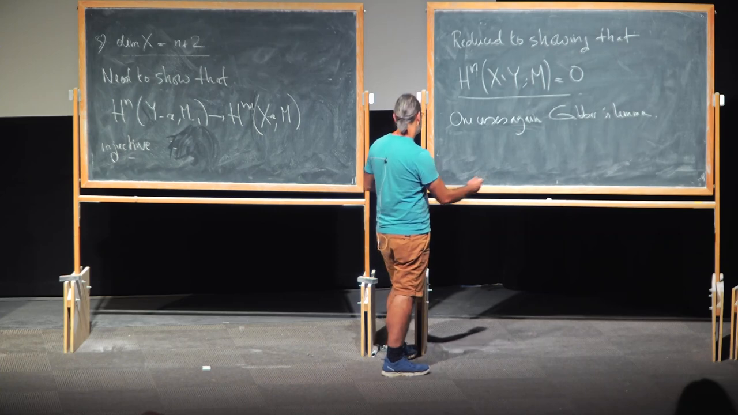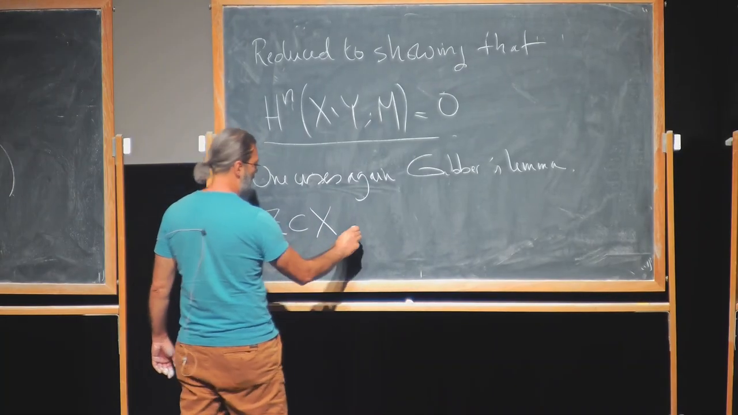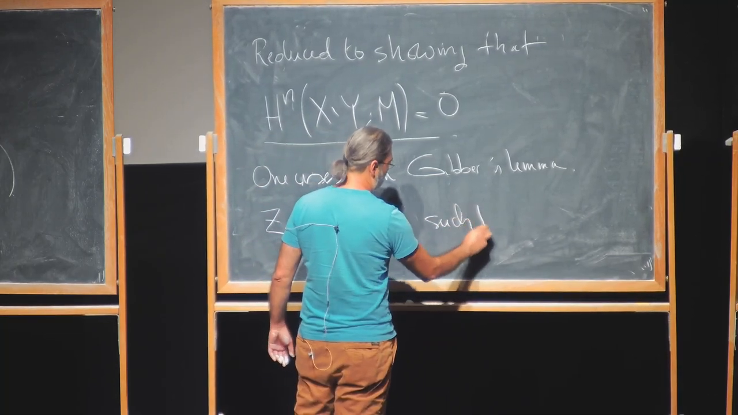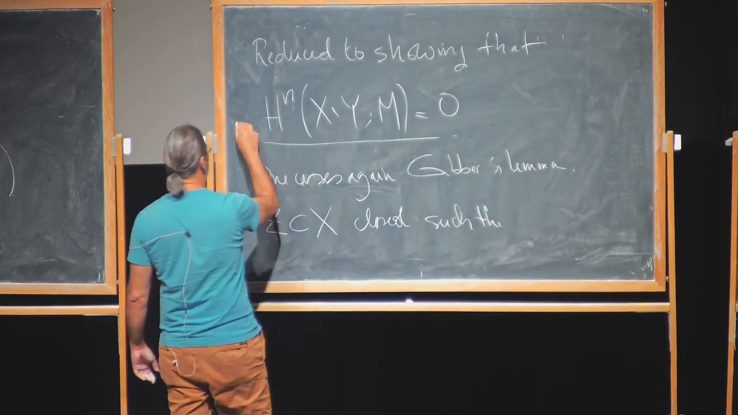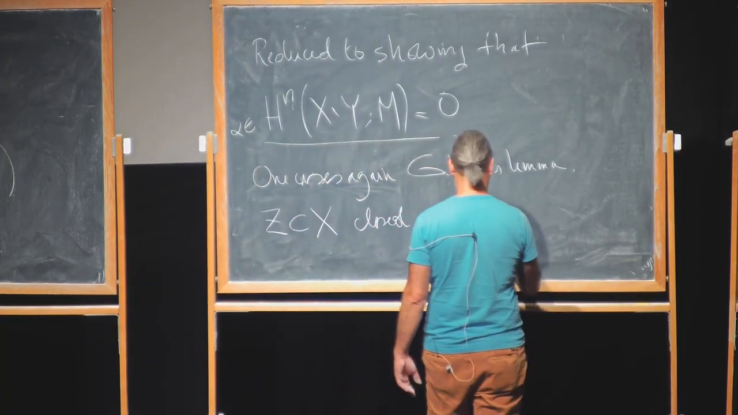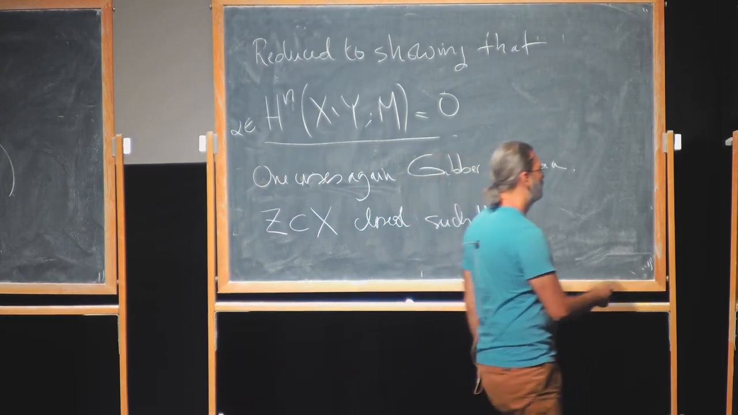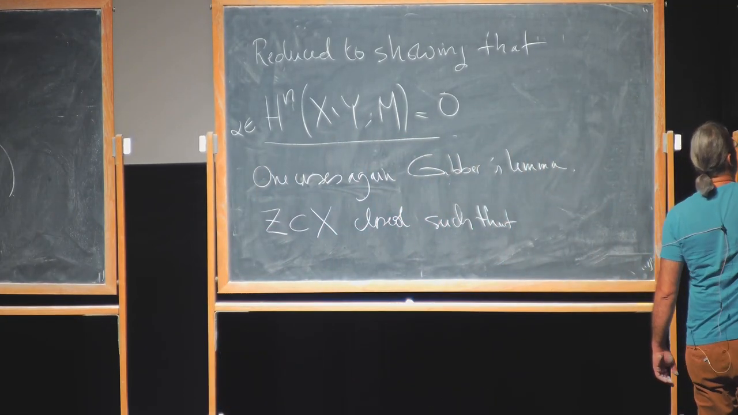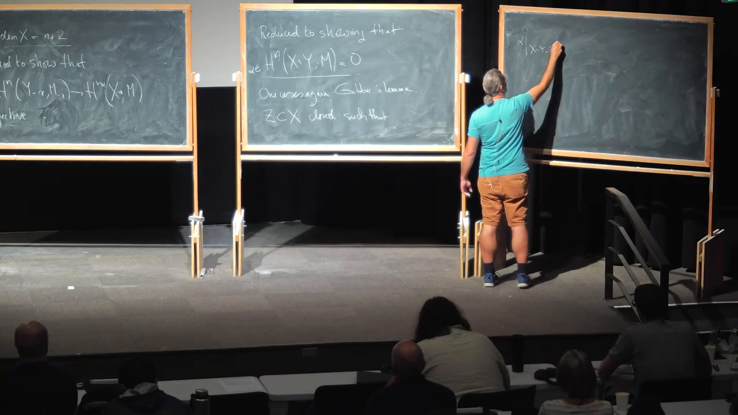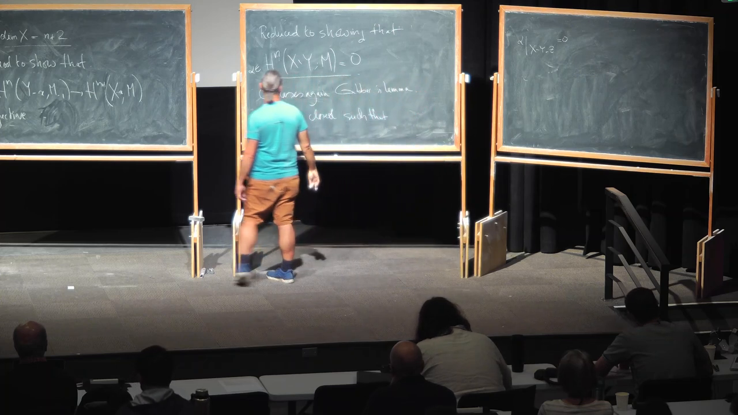So you can say there should be some z closed inside x such that, so we take a class here, let's take some alpha here. You can always find some z closed such that when you restrict alpha to x minus y minus z, it goes to zero, because alpha of course vanishes at the generic point.